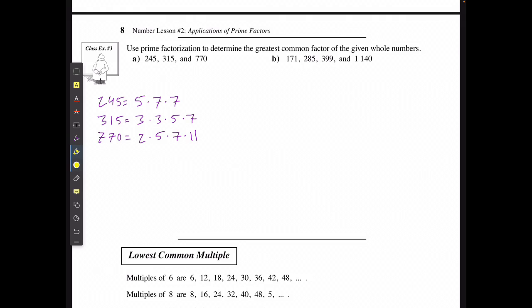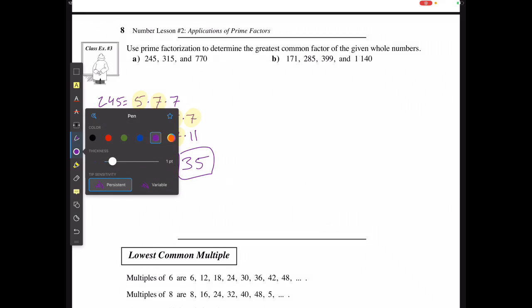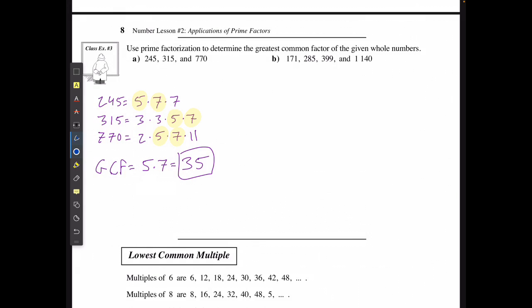And once again, we look at what's the same. All of them have a 5. All of them have a 7. Which means the greatest common factor is going to equal 5 times 7, or 35. For example B, it has 4 numbers. The process is still the same.